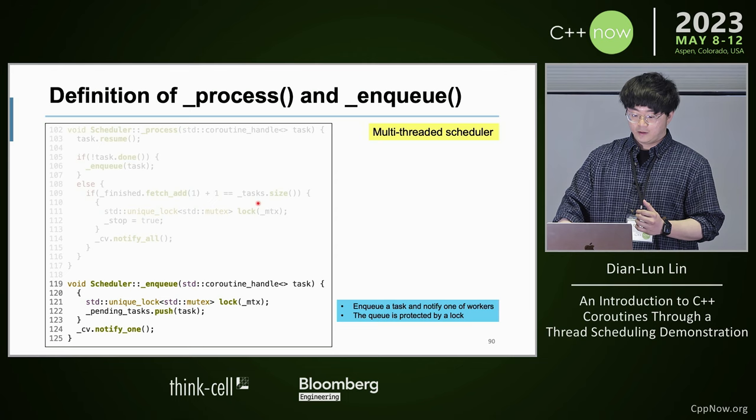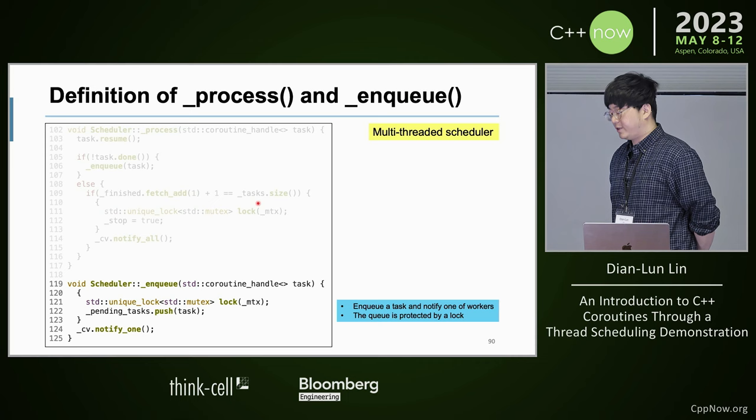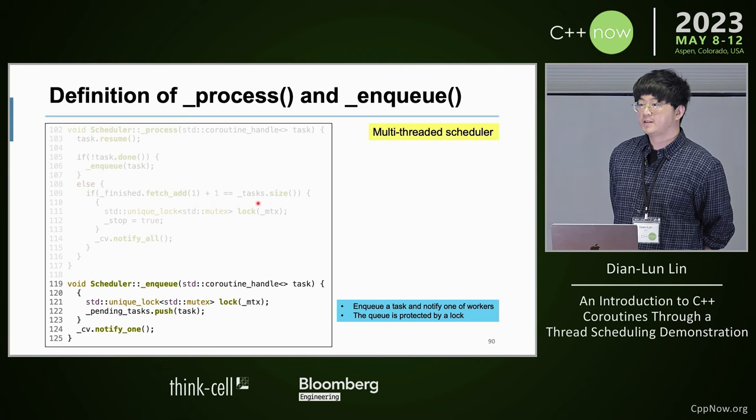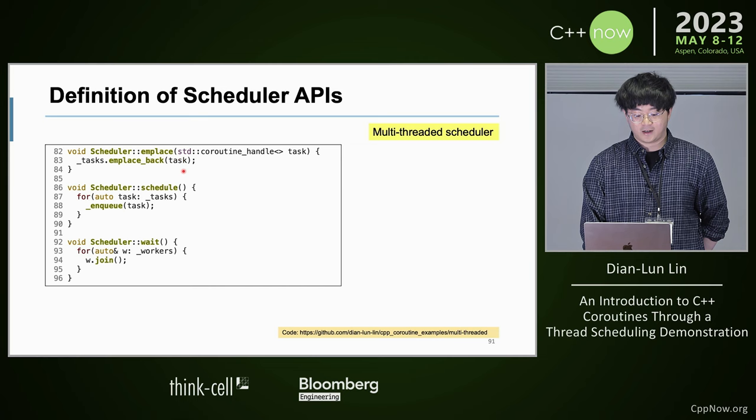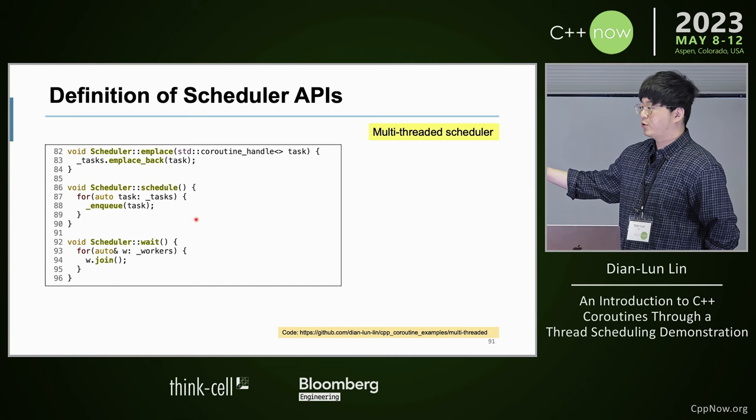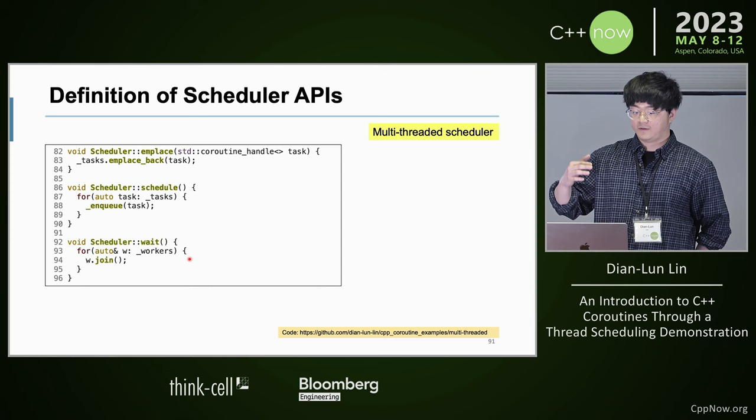For enqueue, I enqueue a task and notify one of the workers to execute this coroutine. And the pending task queue is protected by a lock. And that's our multi-threaded scheduler. And these are some boilerplate functions. I emplace a task back to the task vector. For the schedule function, I iterate over all the tasks and push them into the pending task queue. For the wait function, I iteratively call join to wait until all the threads have joined.